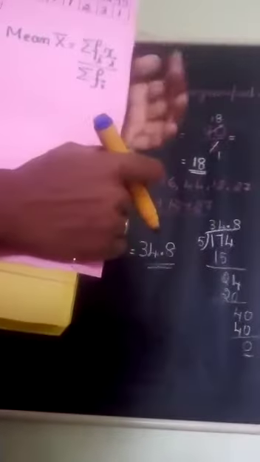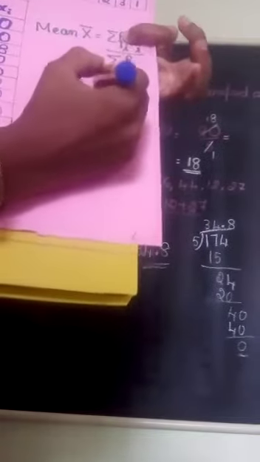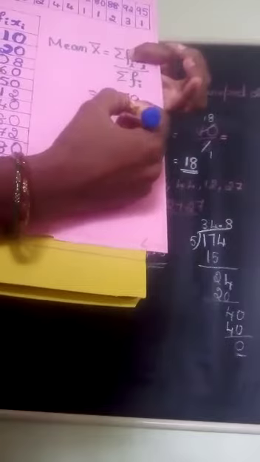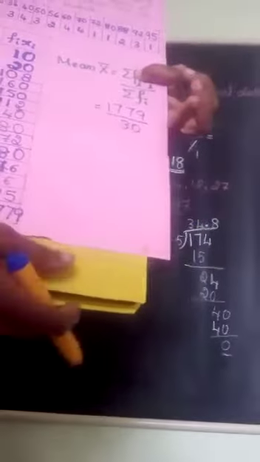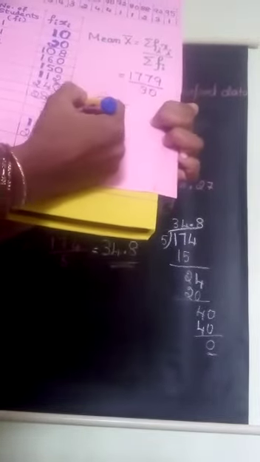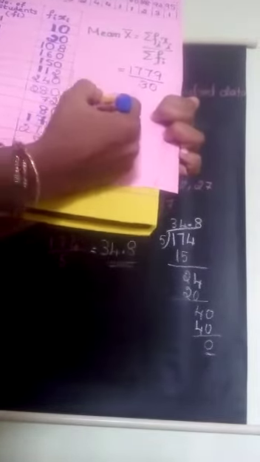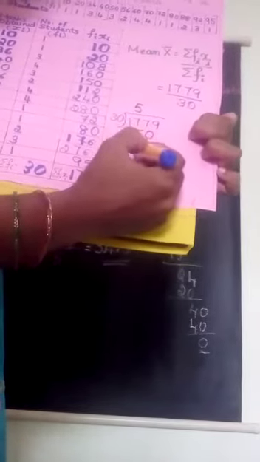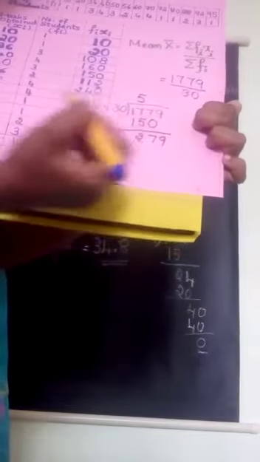So now sigma fi xi is 1779 divided by 30. Sigma fi is 30. So when we divide here, 35 is a 150, 36 is a 180. So I'll write 35 is 150. You are left with 7 minus 0, 7. 7 minus 5, 2. 279.